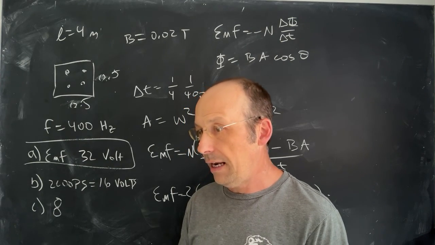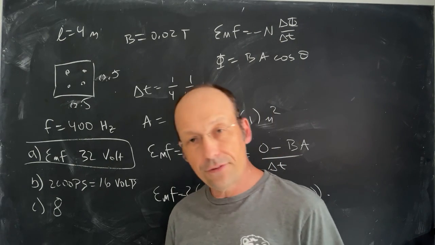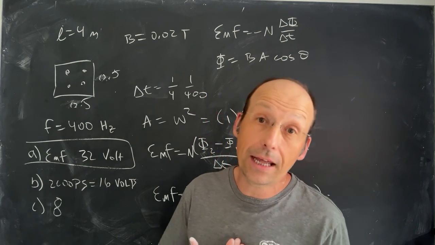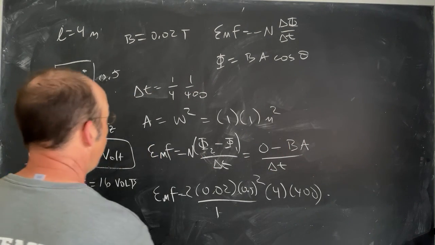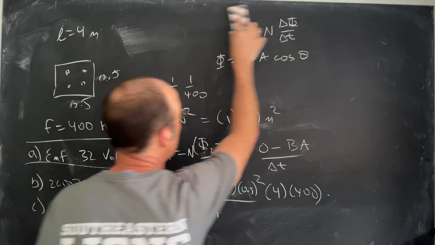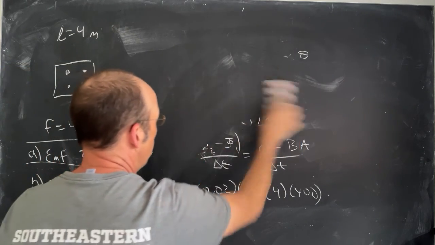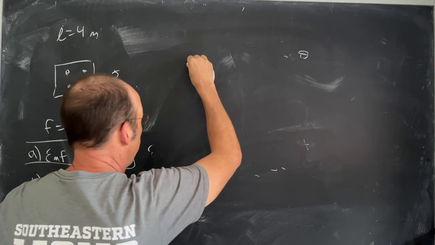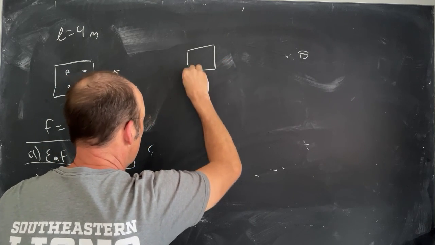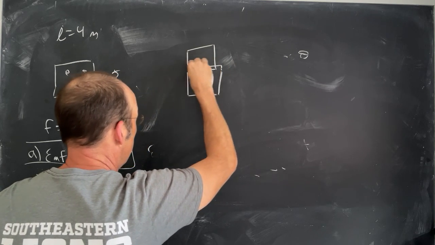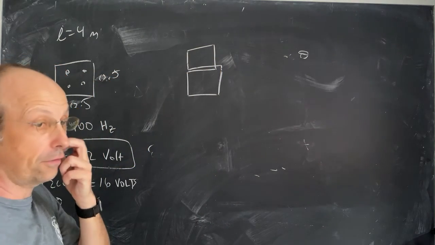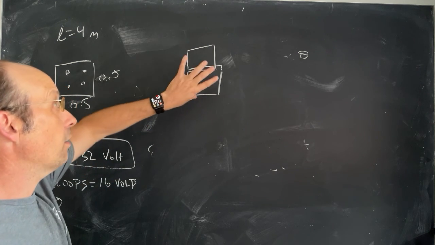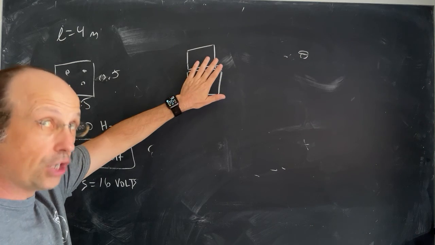Okay. Now, this last question, part C, is a little weird. I don't really know how to answer it. Because it says, what if it's in a figure 8? Okay. So what if, I'm thinking a square figure 8. Like that. And that's a terrible figure 8. But the problem is, does the orientation of the loop change?